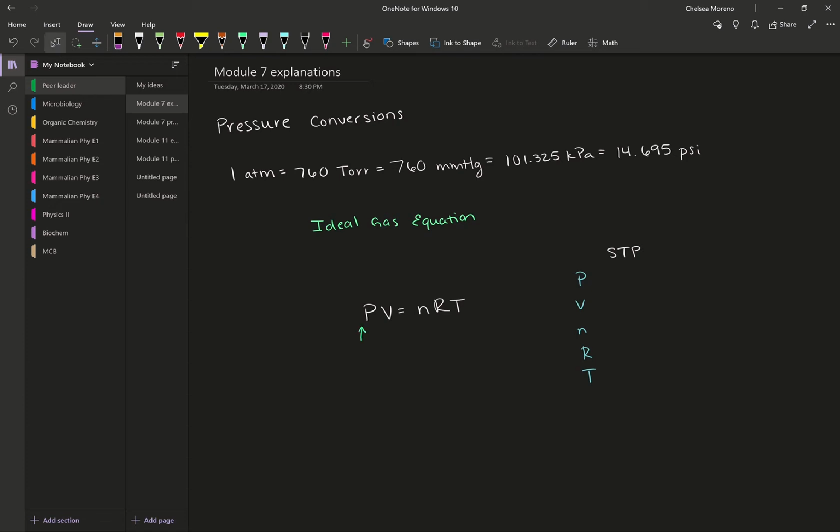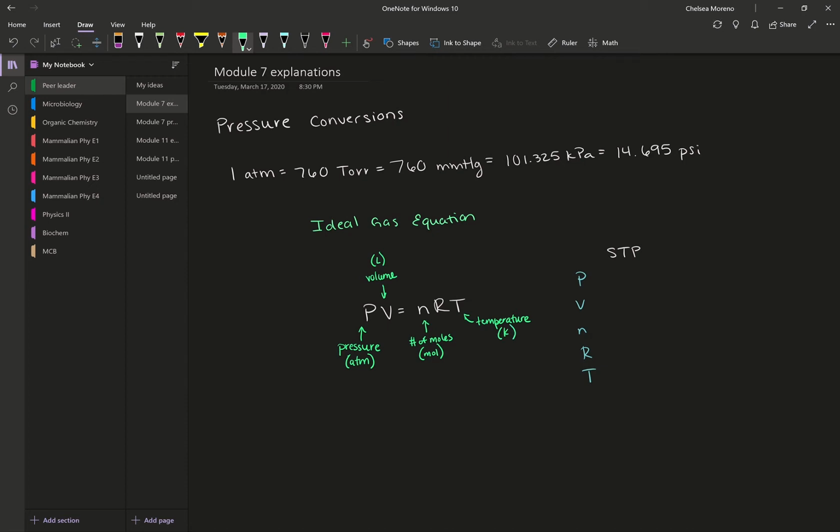P is going to be our pressure, and this is measured in atmospheres. V is going to be our volume, which is measured in liters. N is going to be our number of moles, which is measured in moles. And then T is our temperature, which is measured in Kelvin.